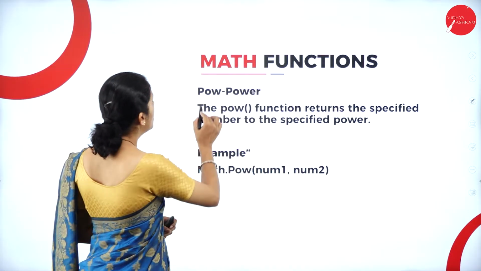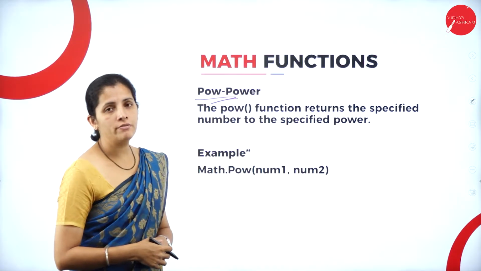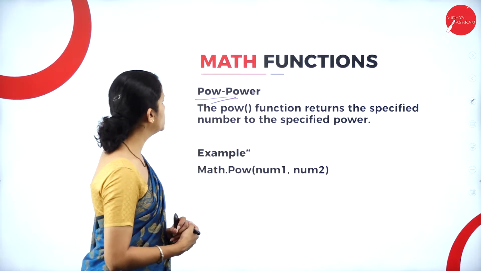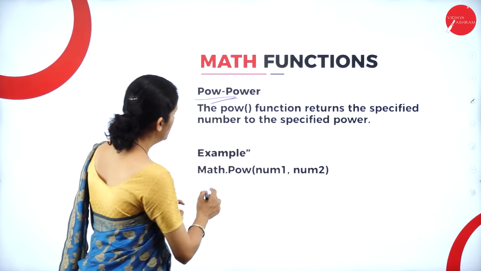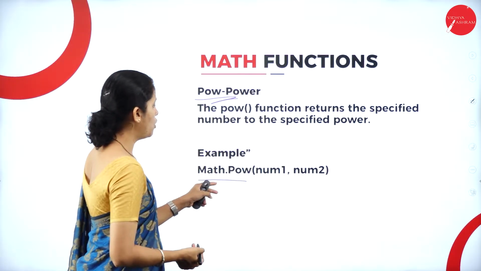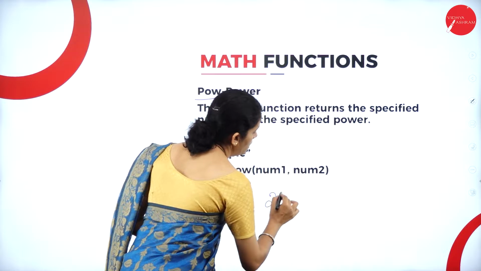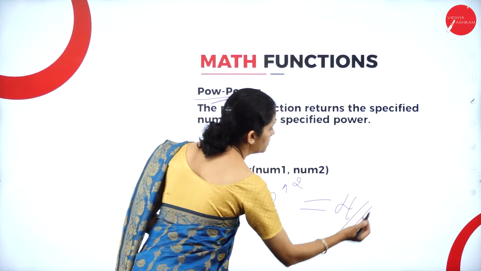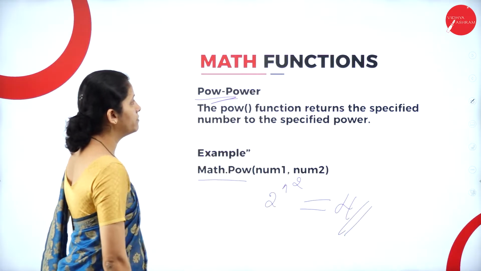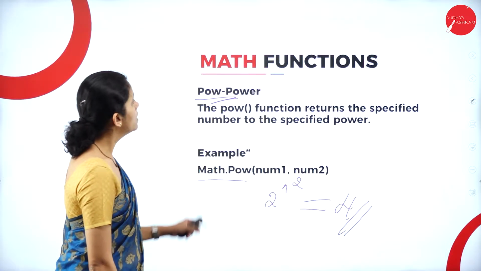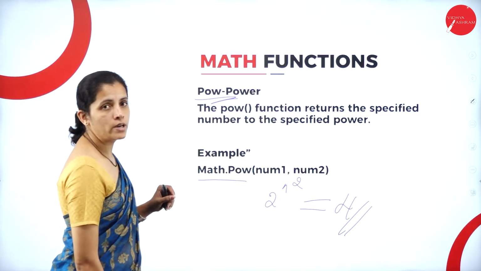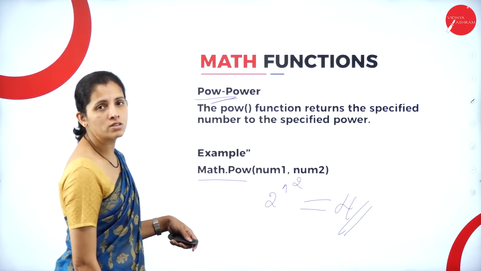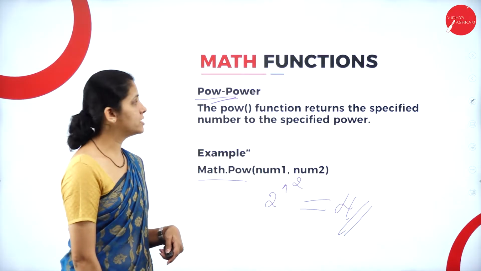Now I have the power function. Suppose I want to find the power of a given number, then I can use the power function. So I'm going to use Math.Pow, number 2 to the power 2. So 2 into 2, it is 4. This is the way I can use the power function. So these are certain mathematical functions which are supported by C# programming. Along with this, we have the sine function, cos function, absolute function, etc.